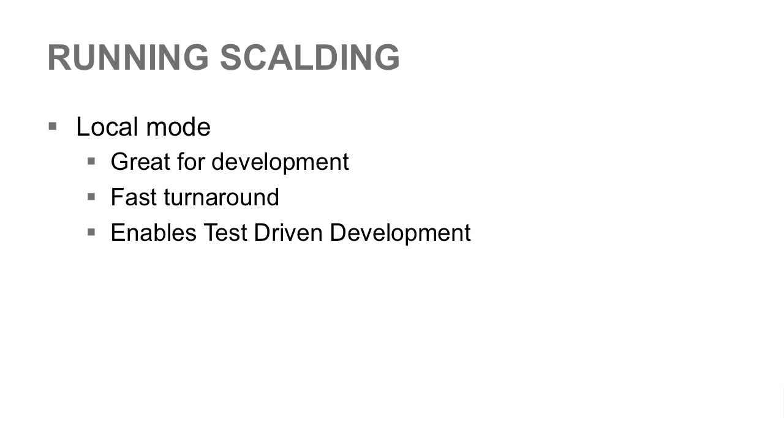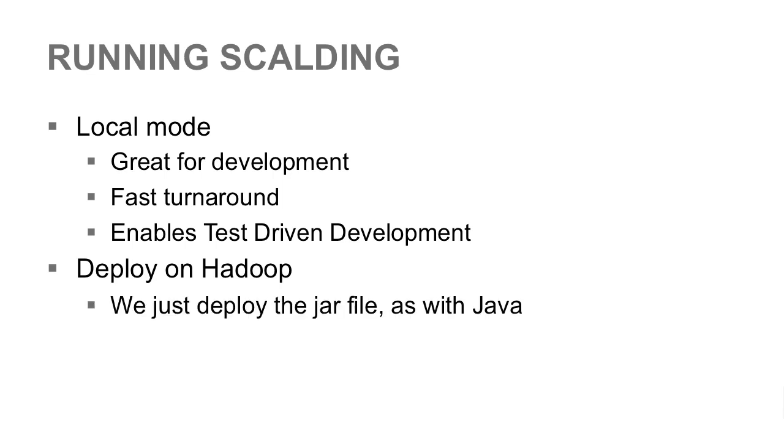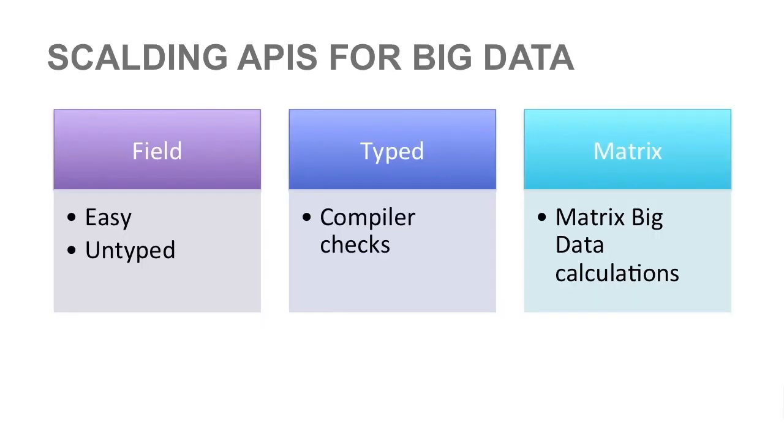We can write our unit tests, we can try them out, and really we can improve the reliability of our programs. When we are done with development in the local mode, then we can deploy our programs on Hadoop. The nice thing is that we are deploying the jar file as we would do with completely ordinary Java programs. So from the point of view of MapReduce and Hadoop, there are no differences between the Scala program and the Java program. Scalding provides us with 3 APIs for dealing with big data.